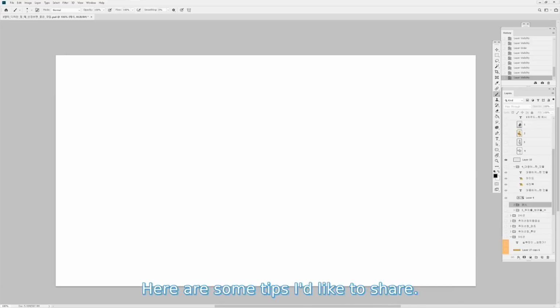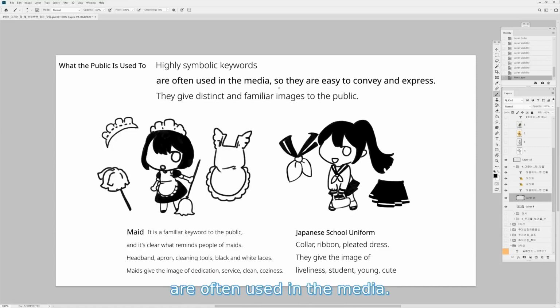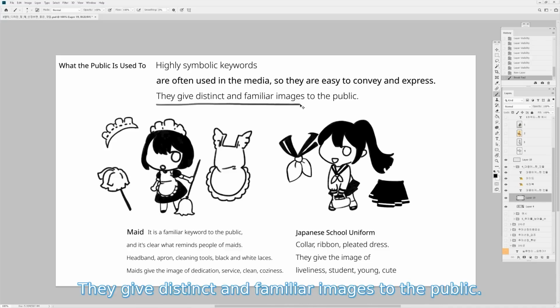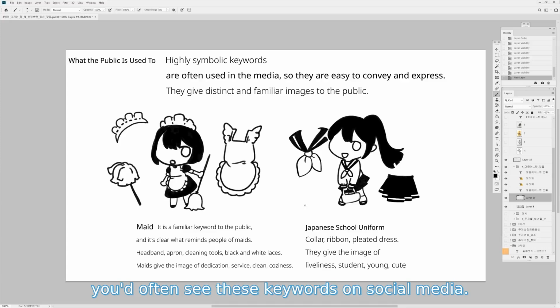Here are some tips I'd like to share. There are things people often use in paintings. These things are what the public is used to. Highly symbolic keywords are often used in the media, so they are easy to convey and express. They give distinct and familiar images to the public. Maid, Japanese school uniforms, you'd often see these keywords on social media. Keywords that are frequently exposed to the public are already covered in various media, so they're easily conveyed in any painting. They give a familiar and clear image to the public.